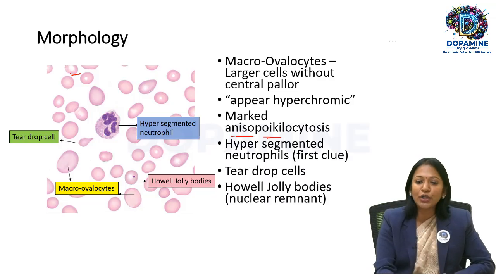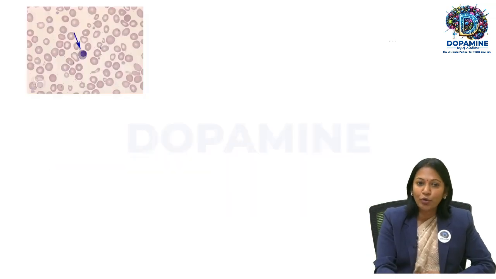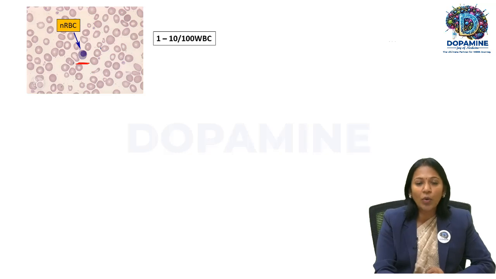So they are basically the nuclear remnants. Because the thymidine base pair synthesis is abnormal, these Howell Jolly bodies are seen. So much more pictures. You can see these erythroid precursors in the peripheral blood smear. They are all the immature erythroid precursors. So this is basically a late erythroblast which is seen in the peripheral smear. So this is a nucleated RBC. To be specific, it is a late erythroblast. Around 1 to 10 per 100 WBC will be seen in a megaloblastic anemia.